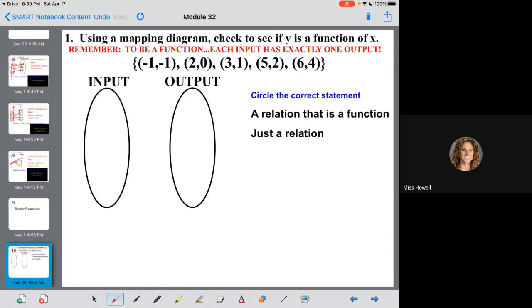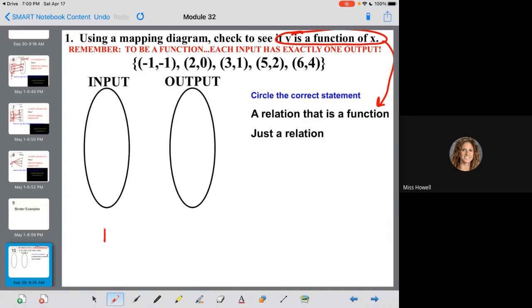All right, we're given the set of numbers (-1, -1), (2, 0), (3, 1), (5, 2), (6, 4). And we want to run the test to see if y is a function of x. If we would say yes to this question, y is a function of x, then it's this more specific thing, right? It's a relation that is a function. If y is not a function of x, then it's just simply a relation. Right? So let's run our test. We've got to create our mapping diagram.